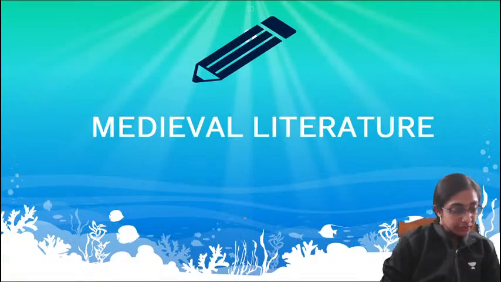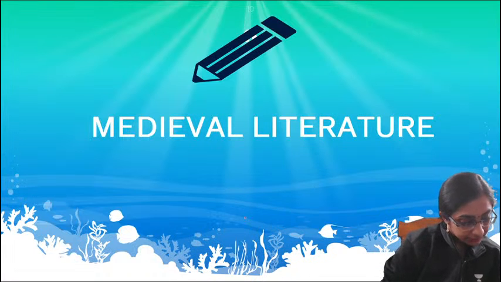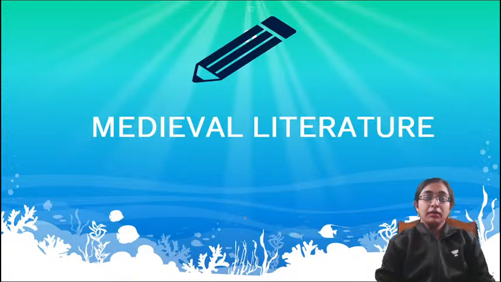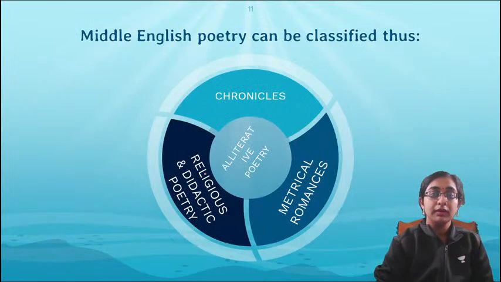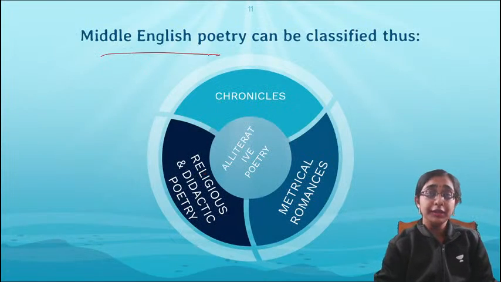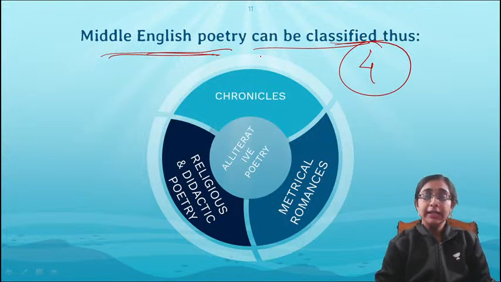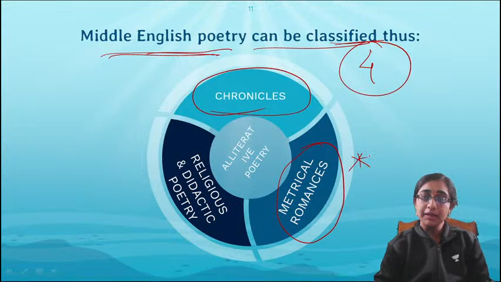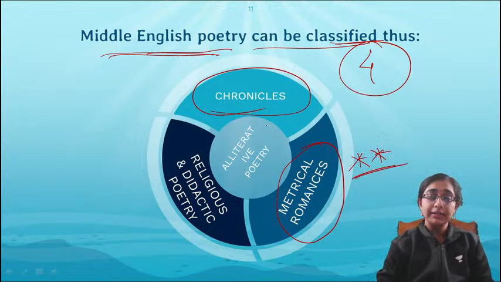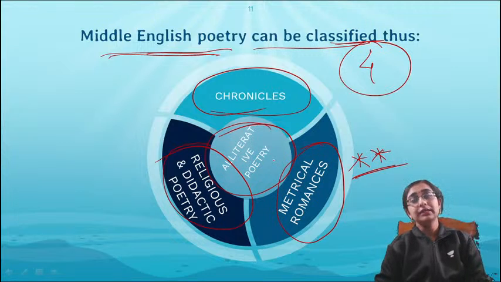Now we will come to medieval literature, or Middle English literature. If we divide Middle English poetry, it can be classified into 4 types. So what are the 4 types? The first one is the Middle English Chronicle. The second is the Middle English Metrical Romance. This is very important. The third is Middle English Alliterative Poetry. And the fourth is Religious and Didactic Poetry.